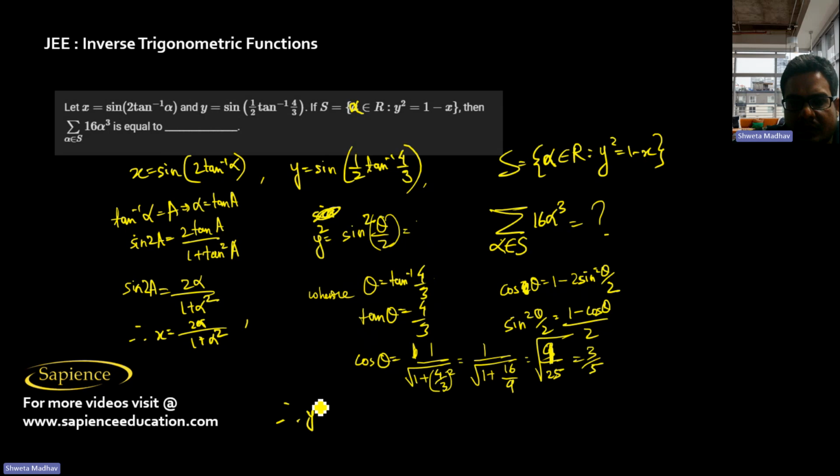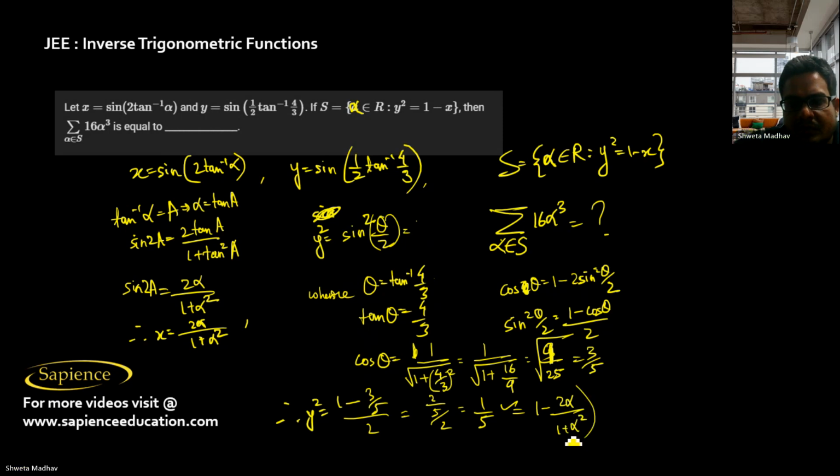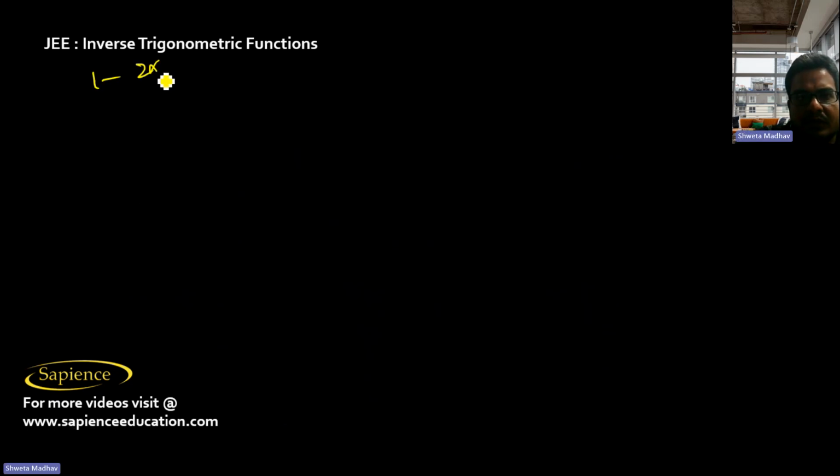So therefore y square is sine square theta by 2, that is (1 minus cos theta) by 2, that is (1 minus 3 by 5) by 2, that is (2 by 5) by 2, that is 1 by 5. So y square is 1 by 5, and that is equal to 1 minus x, which is 1 minus 2 alpha by 1 plus alpha square. So this we have to solve and find alpha. So 1 minus 2 alpha by 1 plus alpha square is equal to 1 by 5.